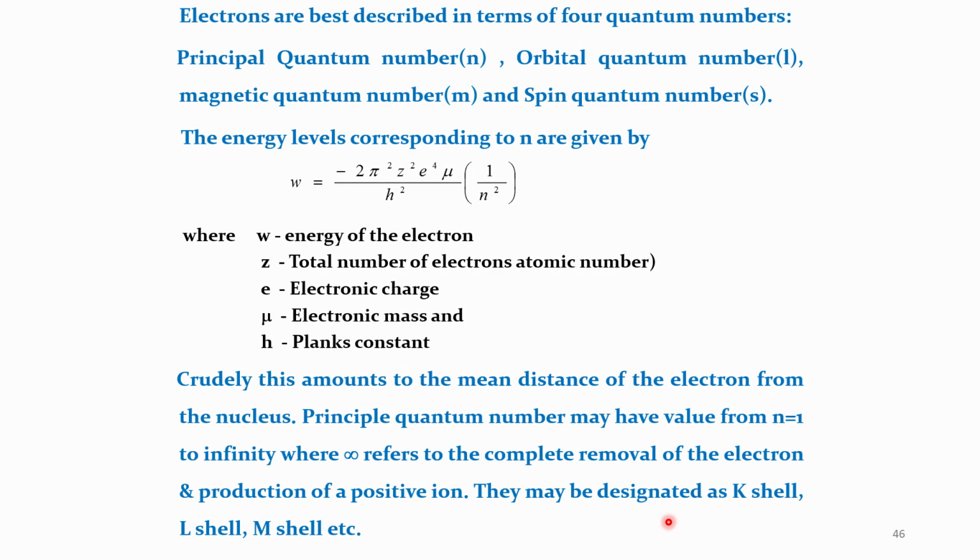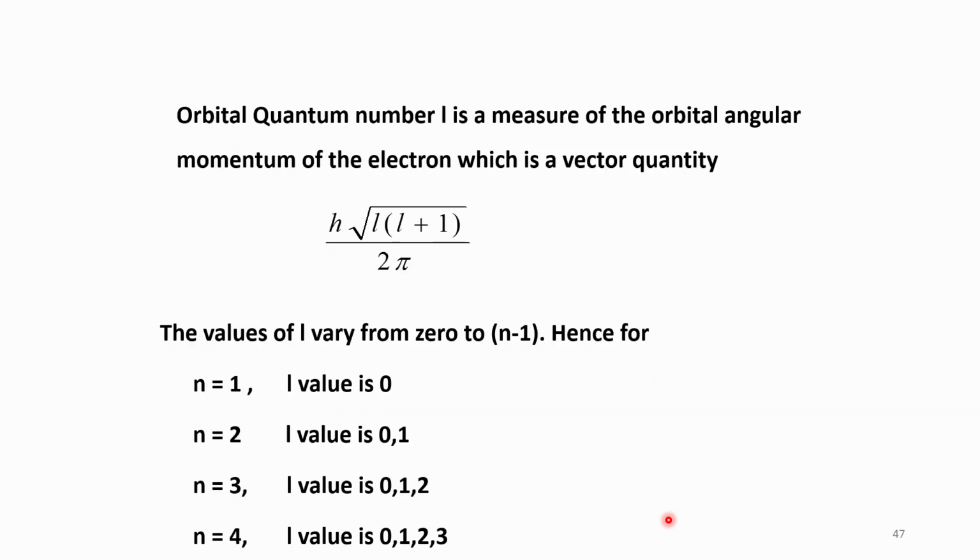So, the last electron can be transferred to higher energy levels until it produces a positive ion. The orbital quantum number L is a measure of the orbital angular momentum of the electron.